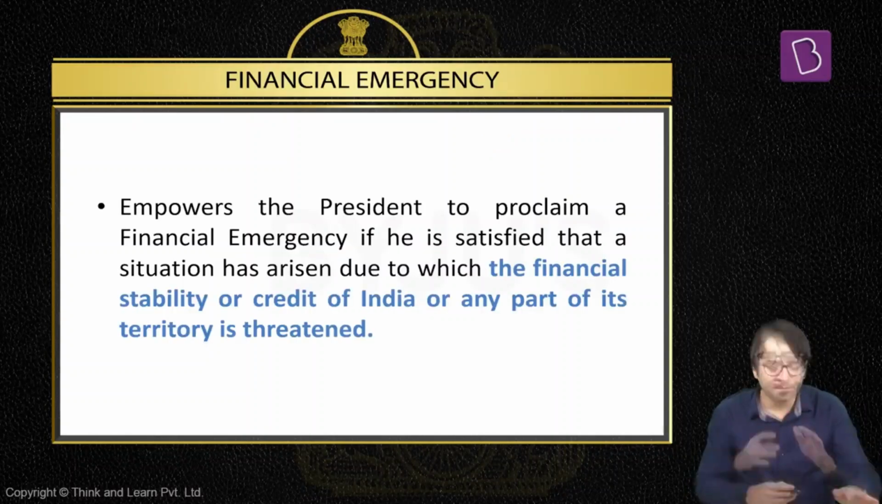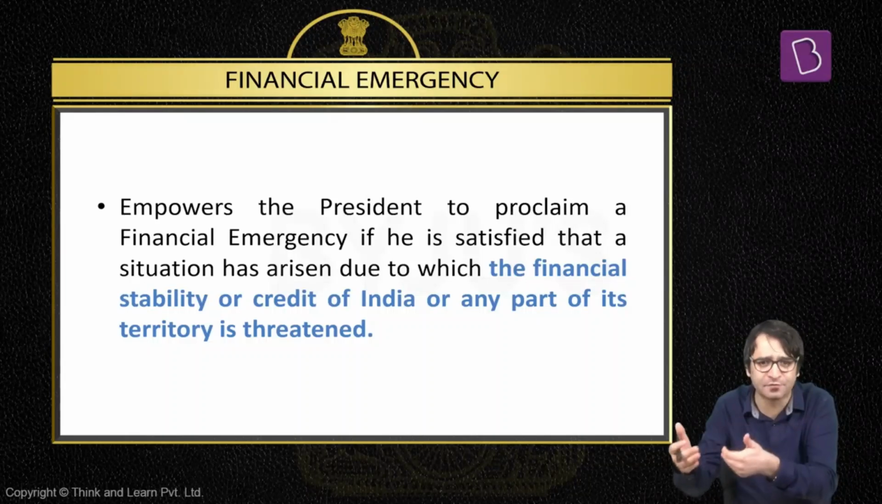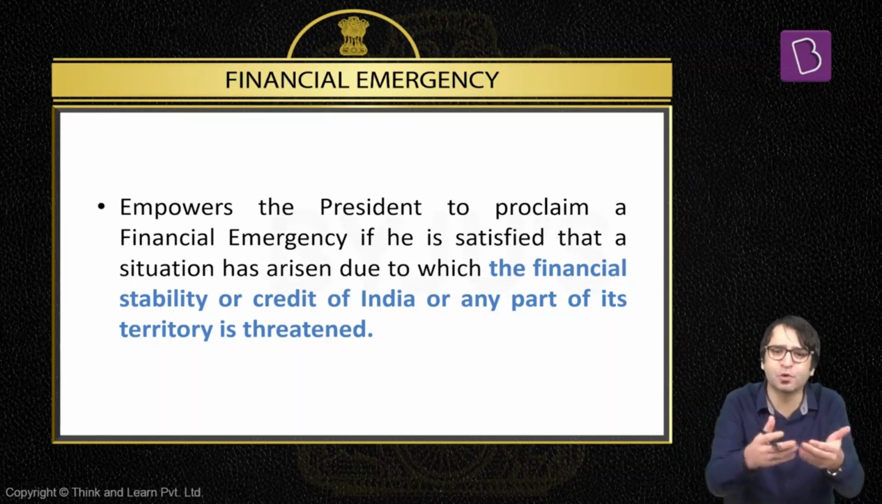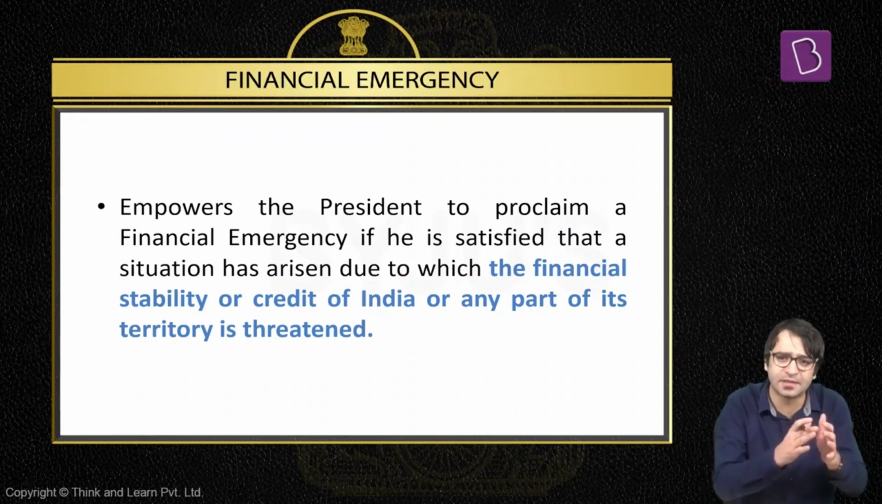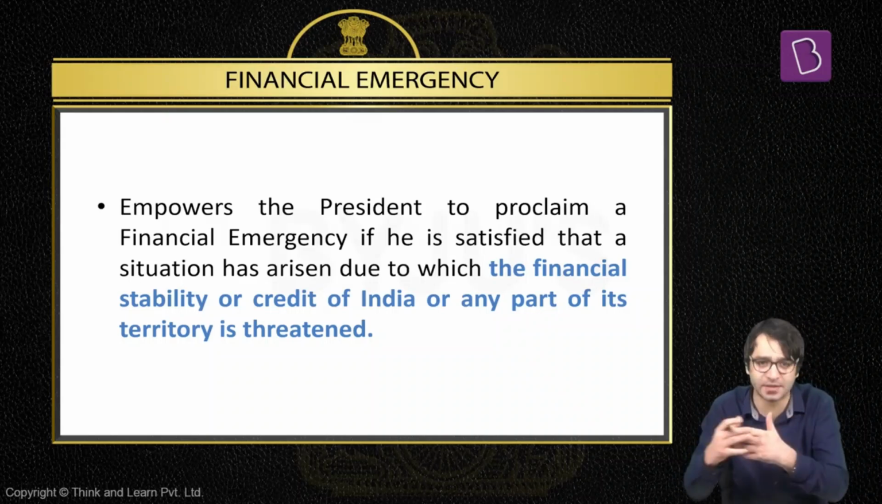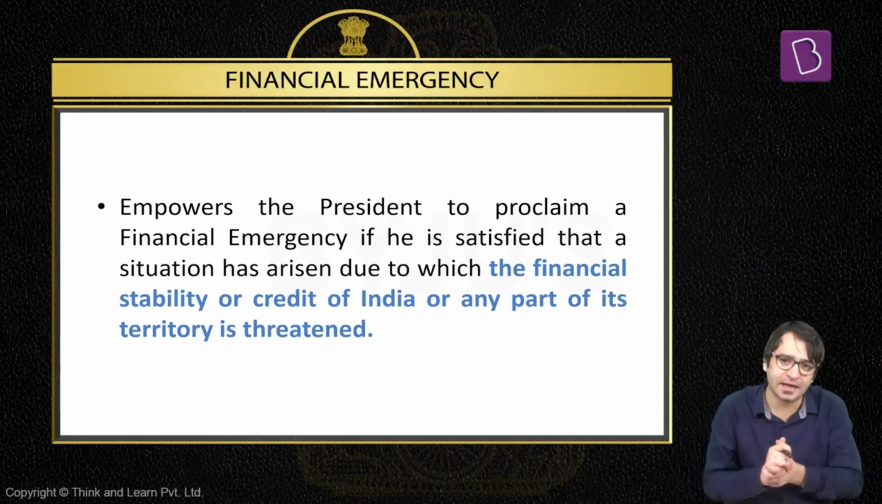But what is financial emergency? The Constitution says under Article 360, if the President is satisfied. Now what can satisfy the President? Basically the advice of the Council of Ministers, the Cabinet headed by the Prime Minister. The Cabinet advises the President, please proclaim financial emergency, and financial emergency under Article 360 will be proclaimed by the President. But the Constitution says if the President is satisfied. Now what will satisfy the President? That the financial stability or the credit of the nation is under threat. Then what will the President do? He will proclaim financial emergency under Article 360 of the Constitution.